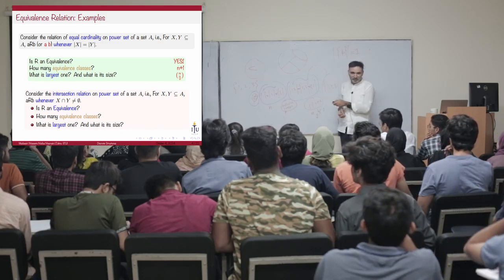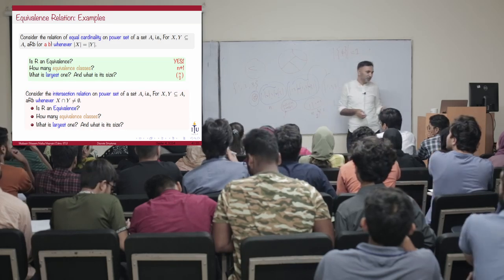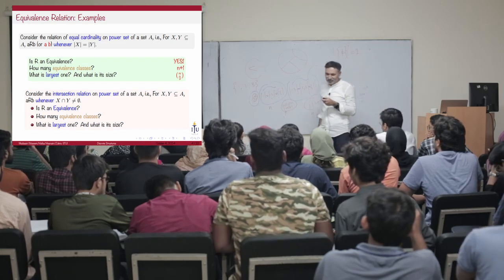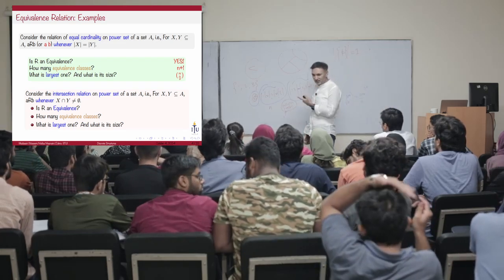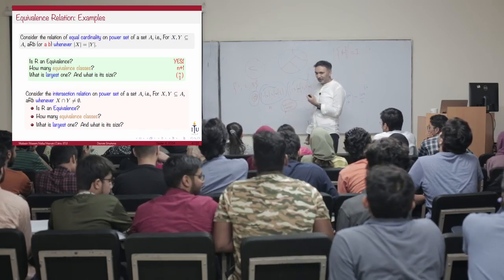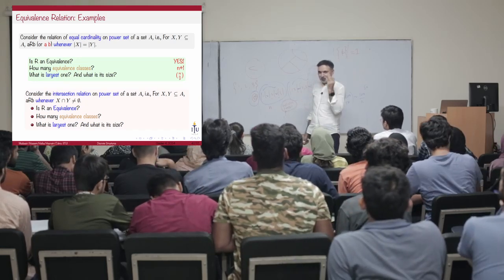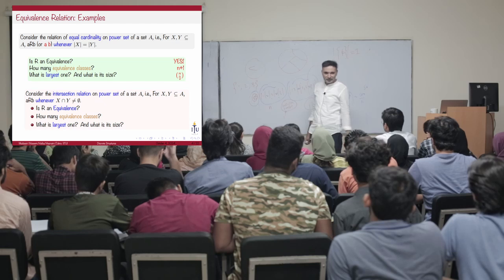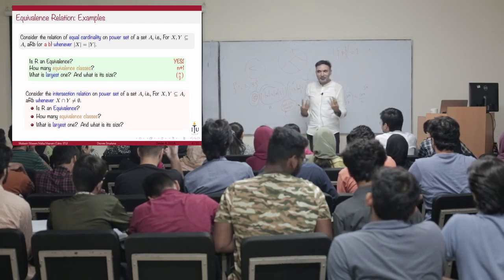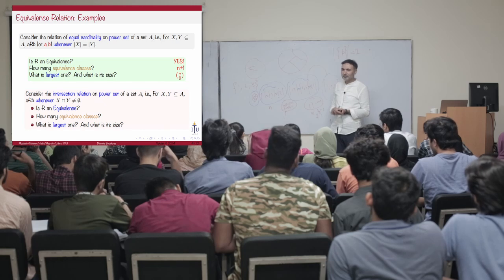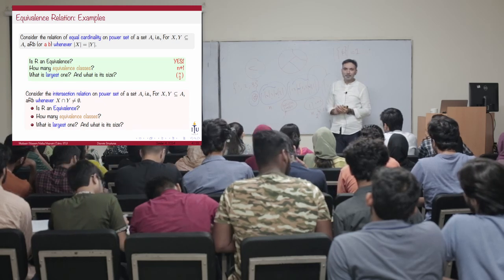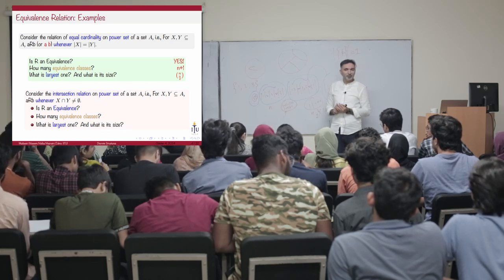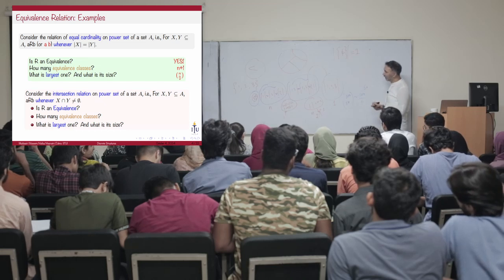But I think a simpler reason for this not being an equivalence relation is that it fails transitivity. Okay, you can easily think of 3 sets where the first is related to the second, the second is related to the third, but the first one is not related to the third. Can you think of such an example? So I can give you an example.